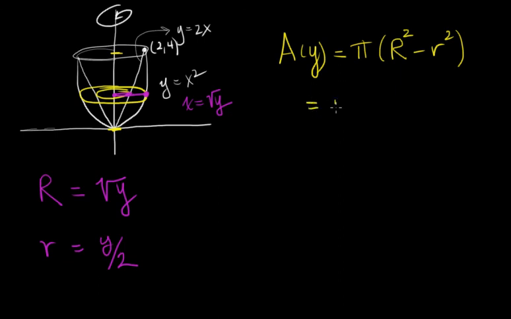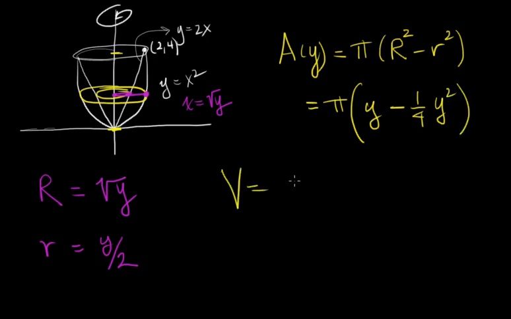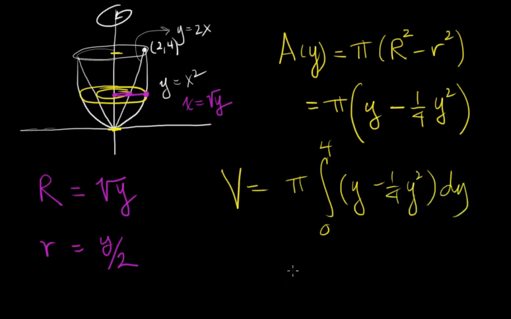So we can go into our formula and find it. A of y is pi times the big radius squared would be y, minus the little radius squared would be 1/4 y squared. We integrate that to get the volume. So we'll have pi times the integral from 0 to 4 of y minus 1/4 y squared dy. Integrate and evaluate and see if you get what I did. Again, if you don't, you might be right. I did it once and I didn't check it. I got 8 pi over 3.